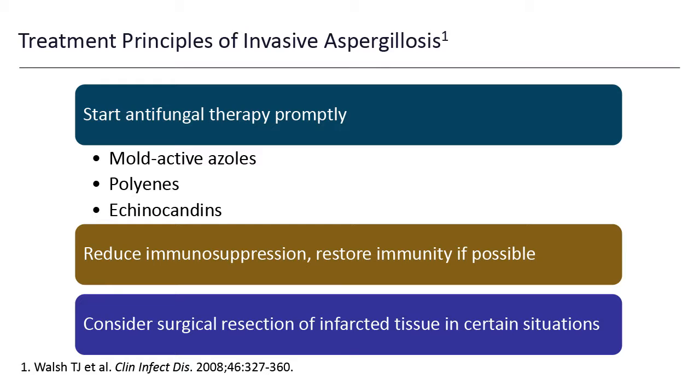One important facet is to start antifungal therapy promptly. I'll show you some data. There are 3 classes of antifungals now that are very active: mold-active azoles, polyenes, and echinocandins. I have listed them in the priority order of preference according to the IDSA guidelines.